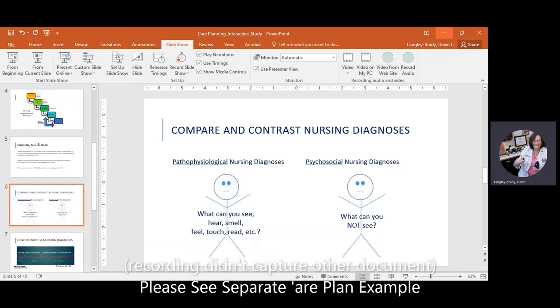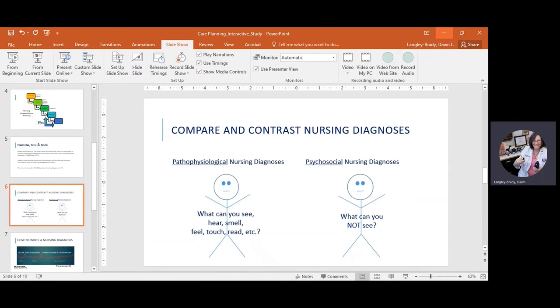Now, think of somebody that comes in with respiratory distress, right? They're having problems breathing, maybe they're wheezing, maybe they're coughing, very short of breath. So things like ineffective airway clearance, ineffective breathing pattern would be great. You could see that, you could hear that. Maybe their oxygen saturations are low. So all those sorts of things could be great pathophysiological nursing diagnoses.